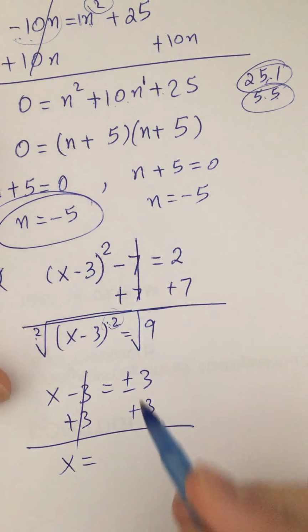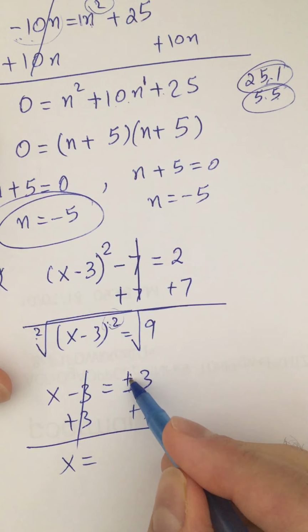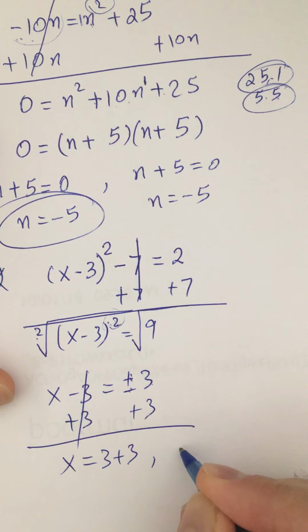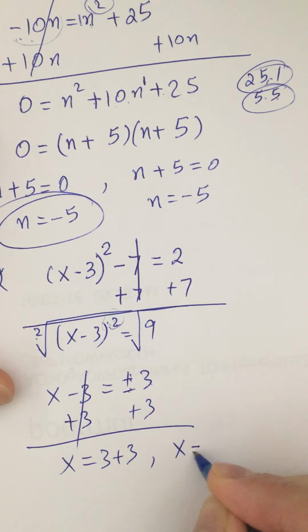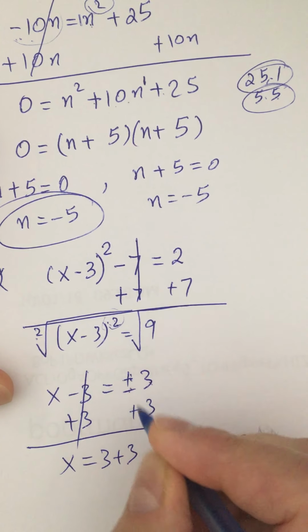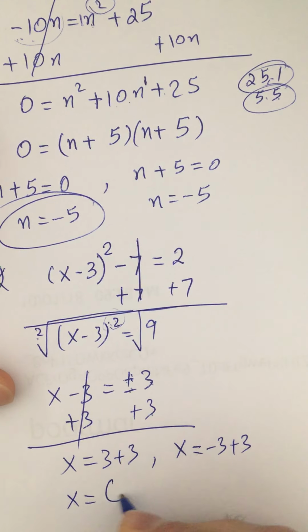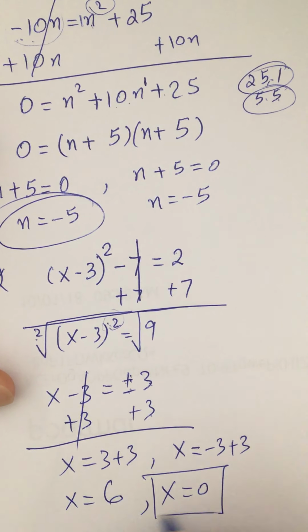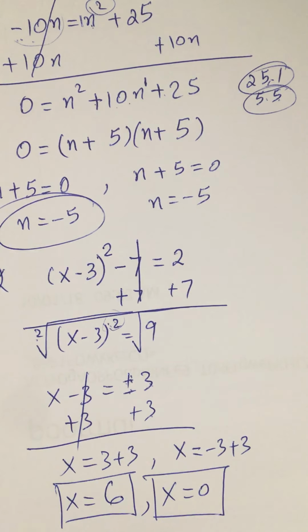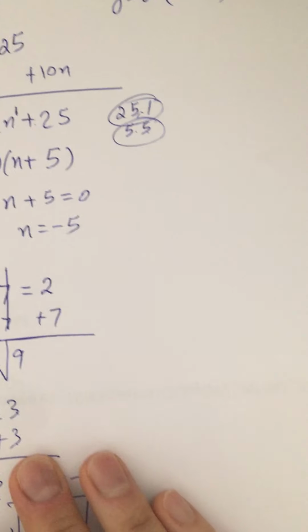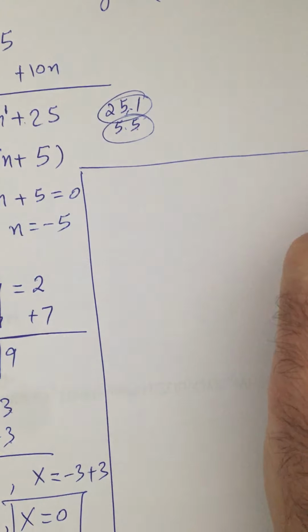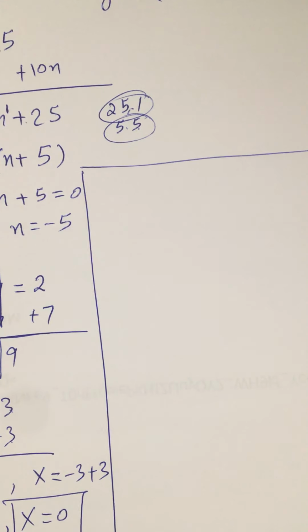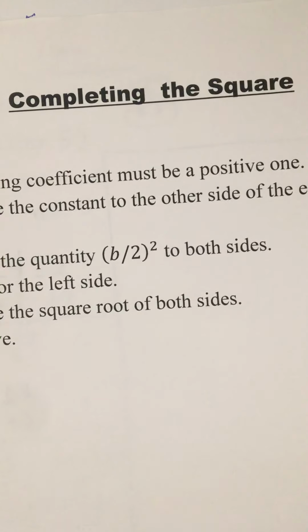Now, be careful. You have two options here. You have positive 3 plus 3, and you have negative 3 plus 3. So that's a negative 3 plus 3, positive 3. So x can be 6 or x can be 0. So these are your two solutions. So we solved this quadratic equation by the method of square roots. Okay. Now, the next method that we're going to use is called completing the square. And that's one of the handouts that I uploaded on Moodle that looks like this. Completing the square.